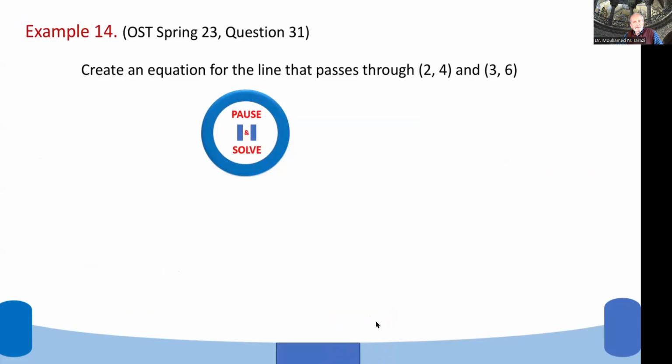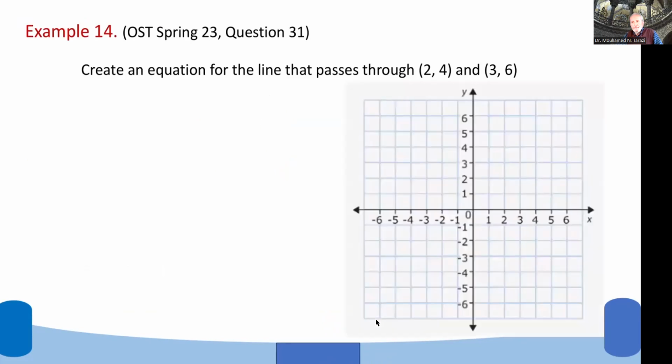Example number 14, Ohio State Test Spring 23, question 31. Create an equation for the line that passes through (2, 4) and (3, 6). You're allowed to have graph paper, so I would draw these points first. Draw them first, and let's draw the line. And I see I'm lucky here that the line goes through the origin.